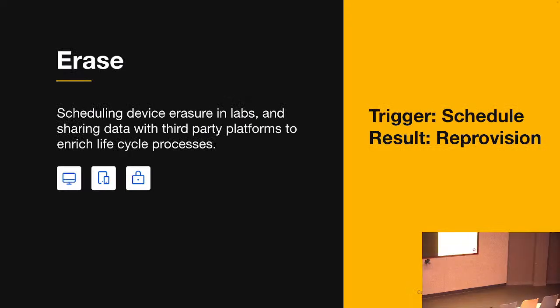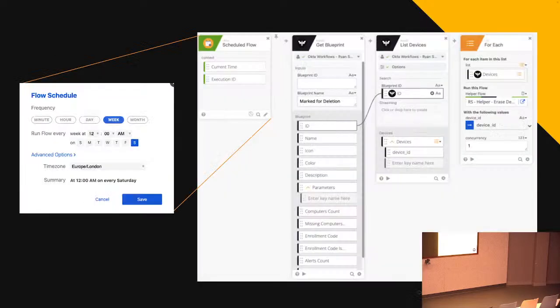The second one that I just want to give you an example of is the other way. So instead of triggering it by an event, we can schedule something, like James mentioned. This is the lab example. So scheduling a lab erasure or something like that, and then feeding that information into a third-party system. So this has a couple of components, right?